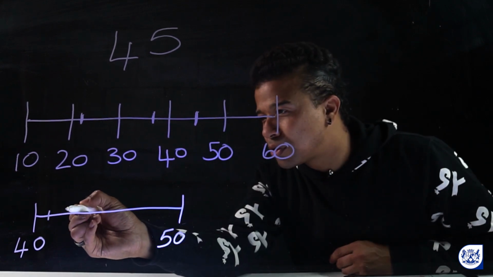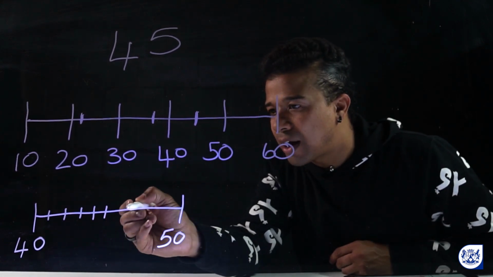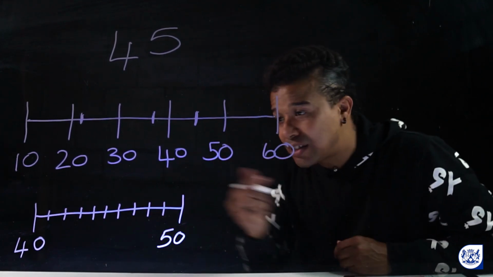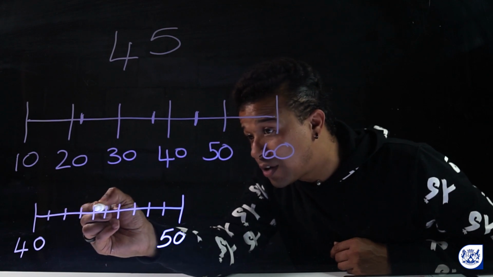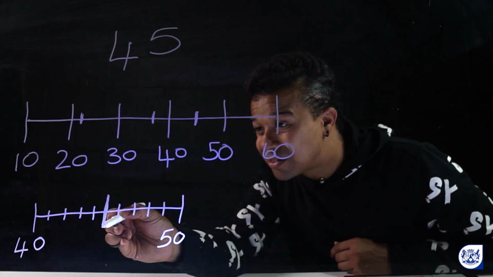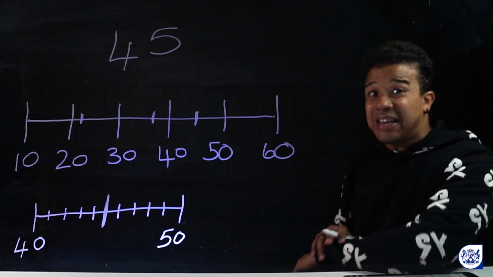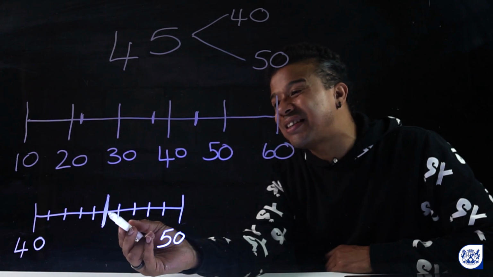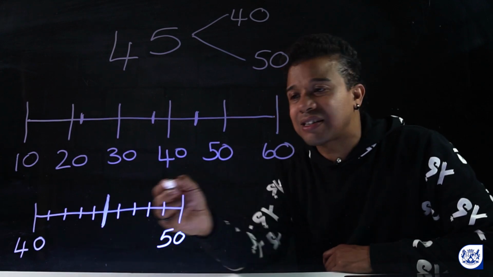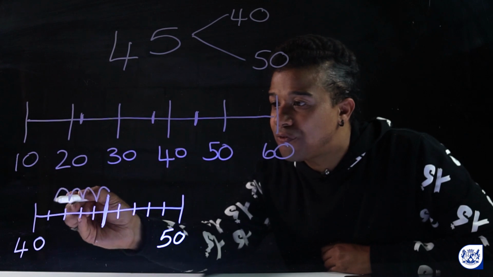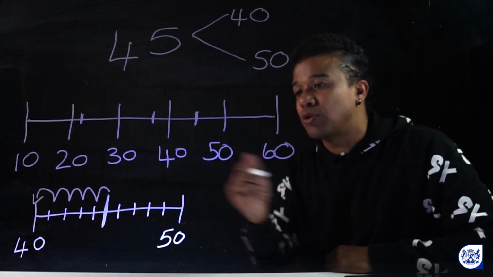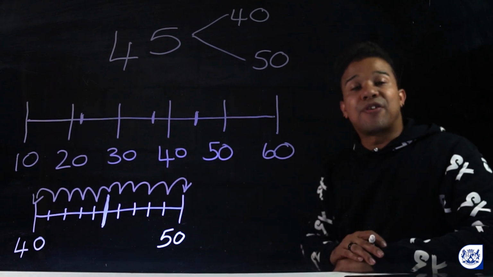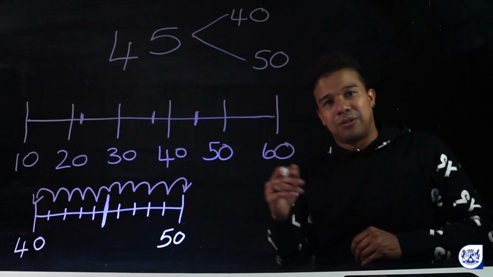It's 41, 42, 43, 44, 45, 46, 47, 48, 49, 50. And 45 lays over here. 41, 42, 43, 44, 45. Ooh, if you look closer, you'll see we have a bit of a problem here. The number 45 lays dead center between 40 and 50. Let's count. It lays 1, 2, 3, 4, 5 places away from 40 and 1, 2, 3, 4, 5 places away from 50. So it's directly in the middle.